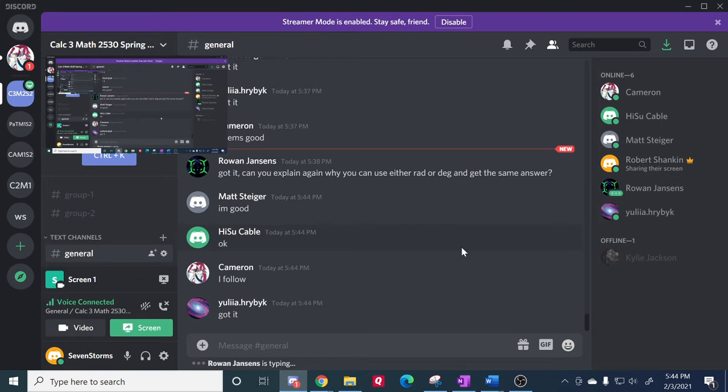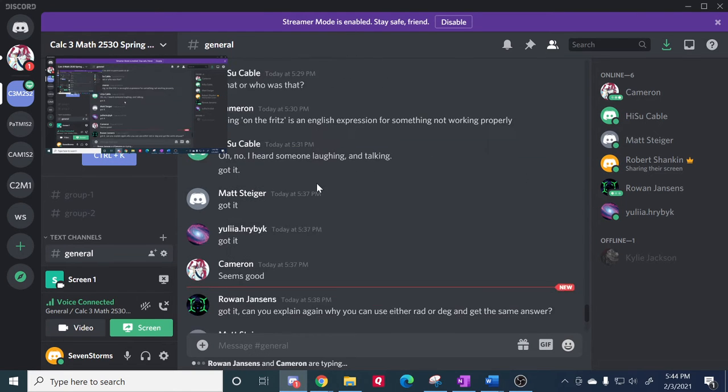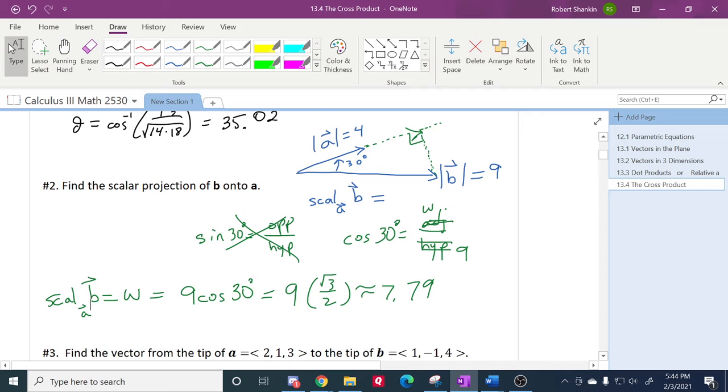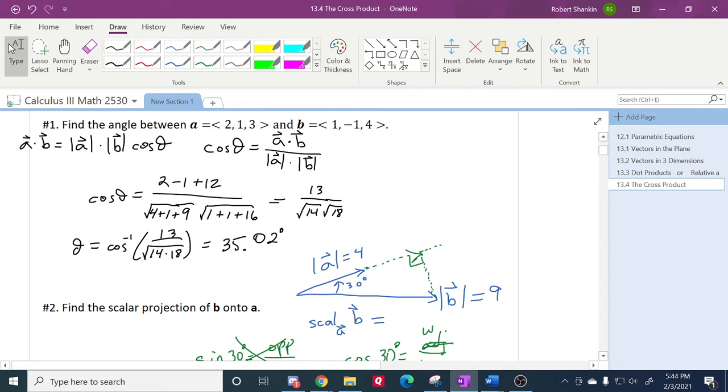Can I explain again why you can use either radian or degree and get the same answer? On the previous problem, if I'd been using radians, I would have gotten a different answer. It would have been less than 1 radian, around half a radian, maybe 0.6 radians or something. So I would have gotten a different answer. But as long as I state what the units are, degrees or radians, then I'm okay.